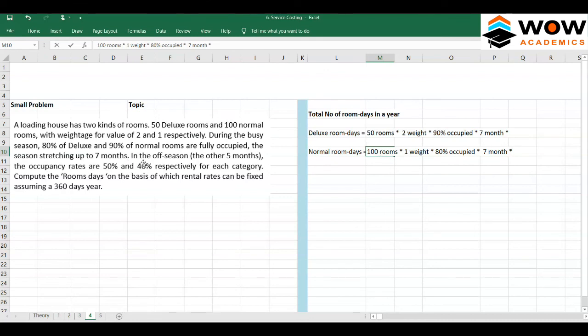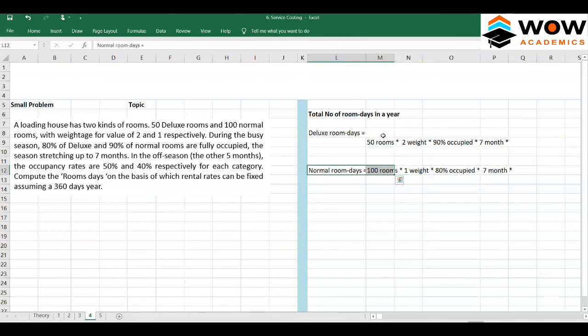In the off season, the other 5 months, the occupancy rate is going to be 50 and 40. We can't put the occupancy rate again here, so that cannot be worked out now, because we have already put the peak season here. We can't put the off season. So we have to work out this sum in a very different manner. We can't work it out like this. So let's see how we have to work it out.